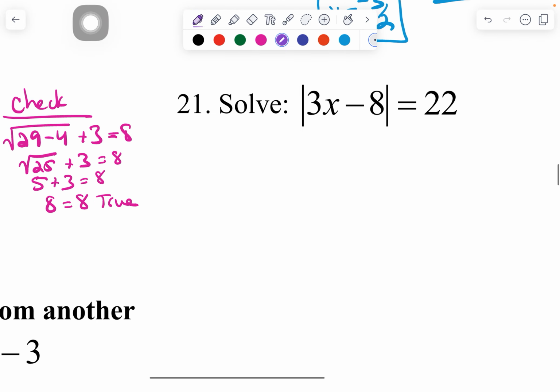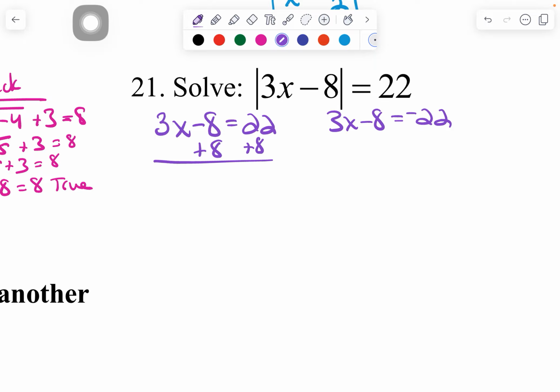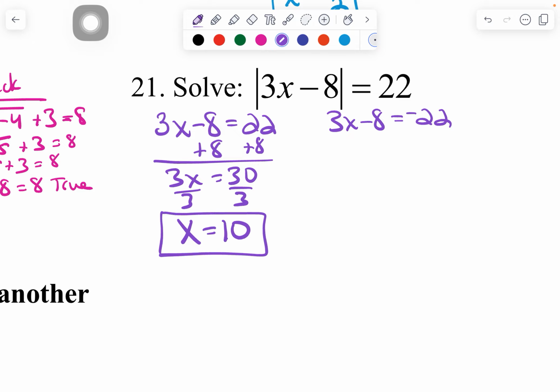Woohoo! All right, absolute value. The absolute value is already isolated. We're going to go ahead and split this into 2 equations. So 3x minus 8 is equal to 22, and 3x minus 8 is equal to negative 22. Let's add 8 to both sides. So 3x equals 30, divide by 3. x is equal to 10 for one answer, but there's another answer.